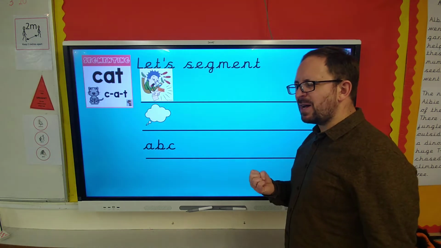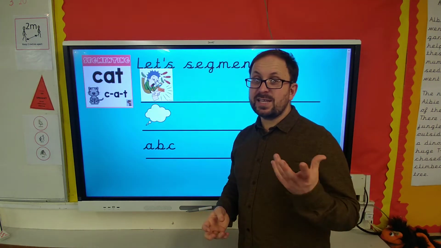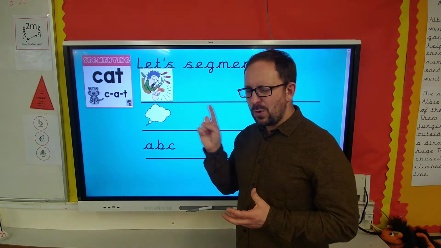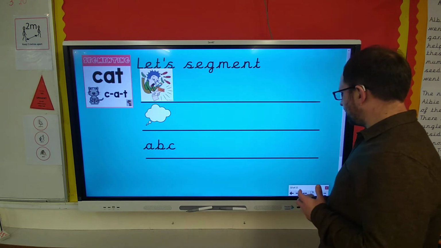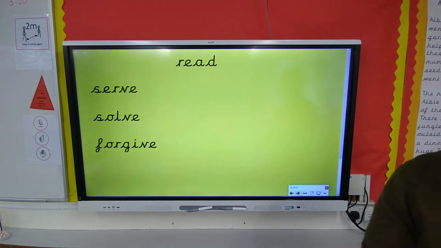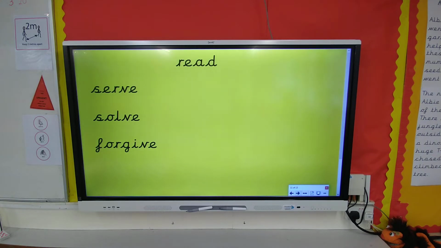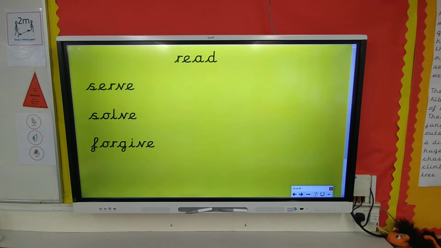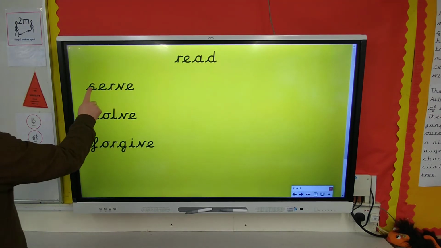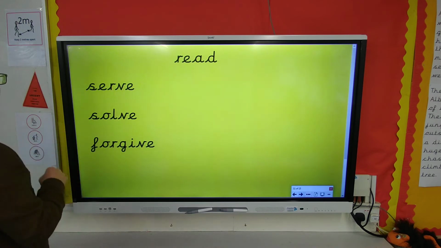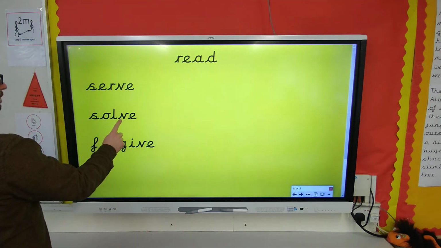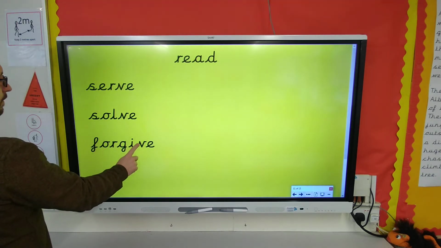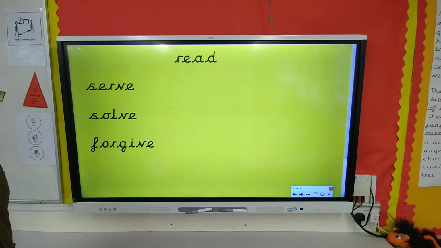It's a really hard sound to master because, like I said, when we've been looking at split digraphs, we train ourselves to look for that E at the end, don't we, and change it, but not always that way. Okay, can you read these words? We know that they're not split digraphs and they are Vs. So what have you got here? First word is... Serve. Solve. Forgive. Did you get all of those?